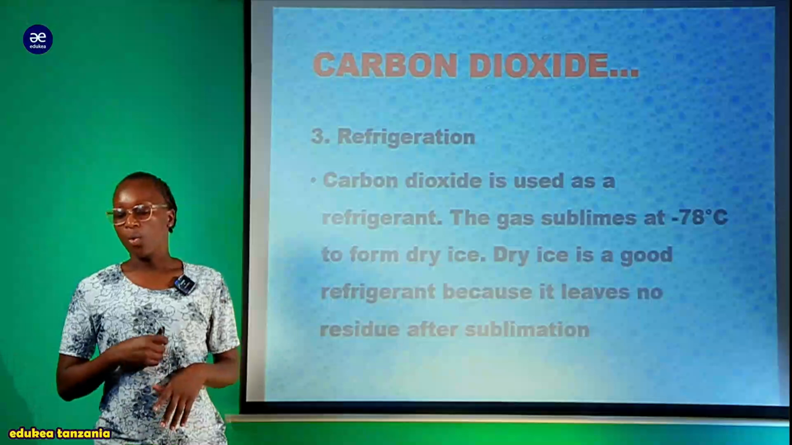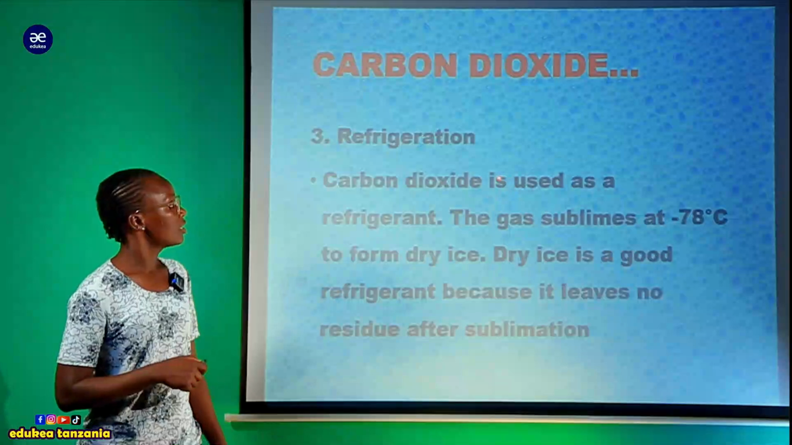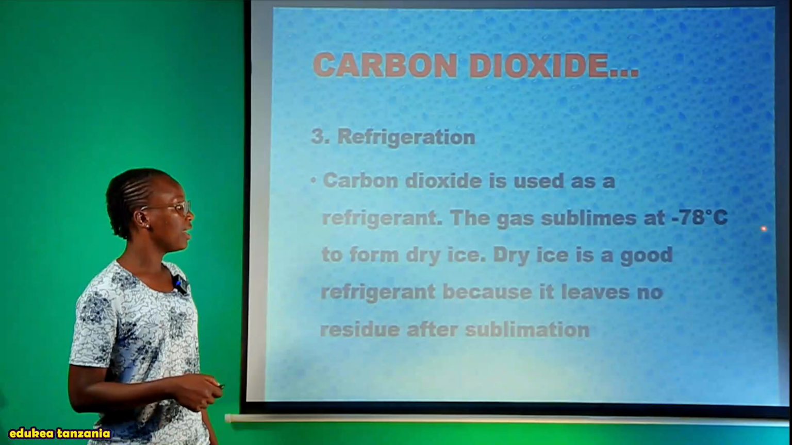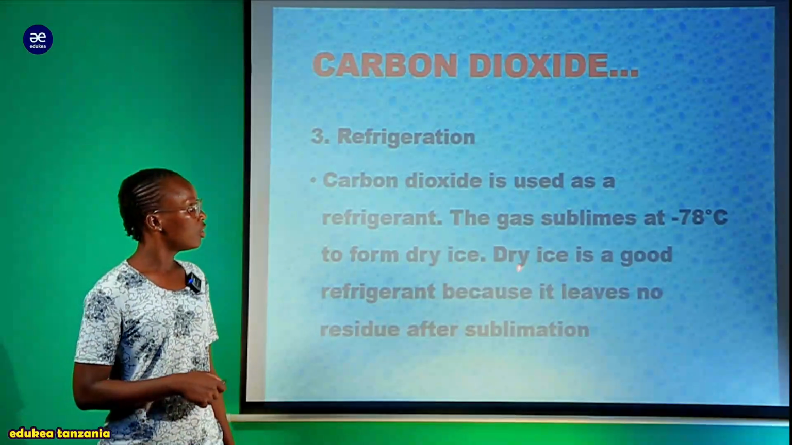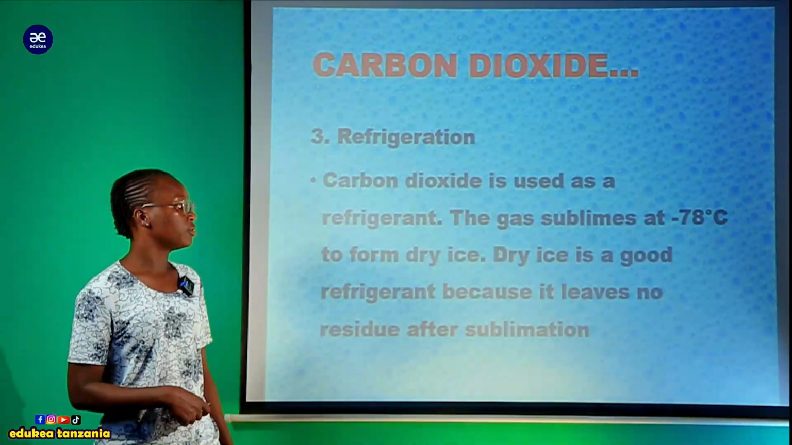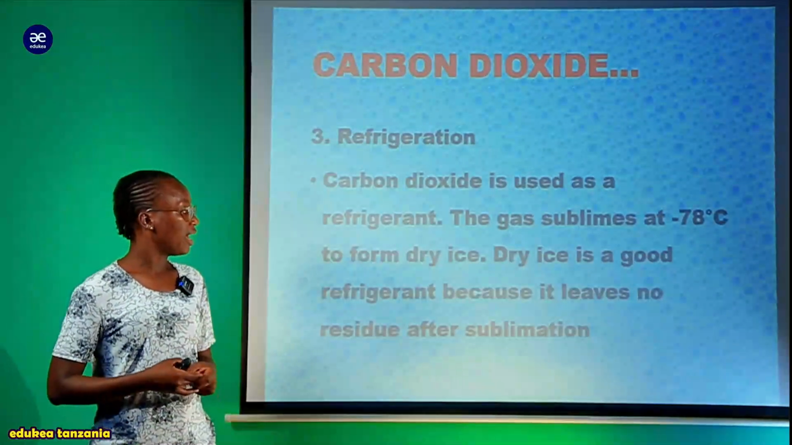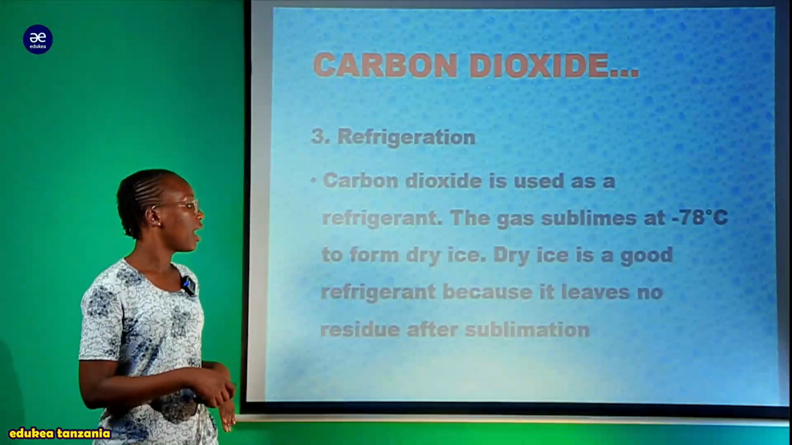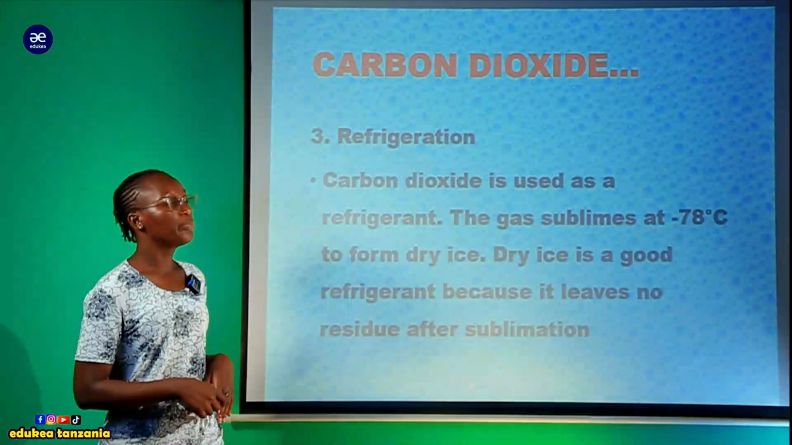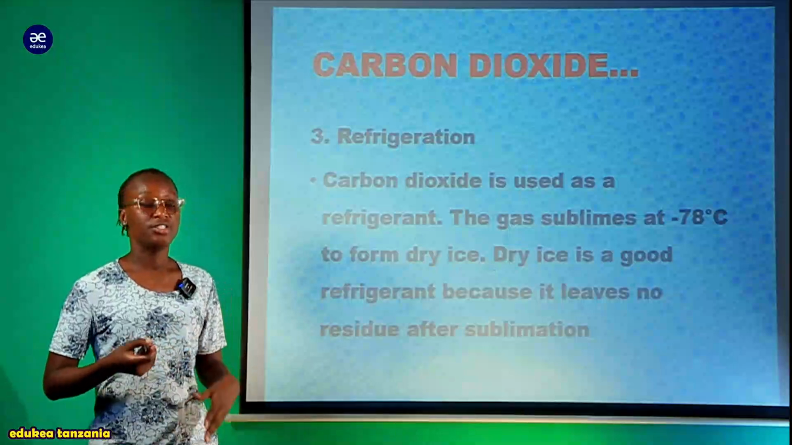Another use is refrigeration. Why refrigeration? Because of its boiling point, carbon dioxide is used as a refrigerant. The gas sublimes at -78 degrees Celsius to form dry ice. Dry ice is a good refrigerant because it leaves no residue after sublimation, because after the sublimation takes place, no residue will be left there, none of those residues that remain. And its sublimation point is -78, so this is good for refrigeration purposes.